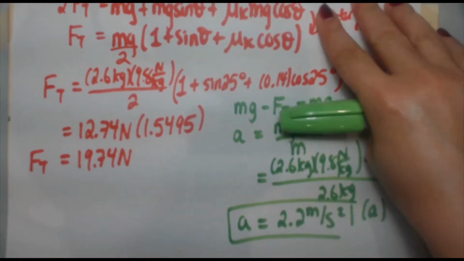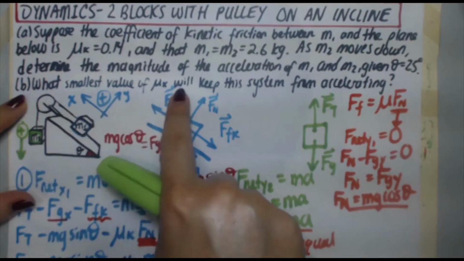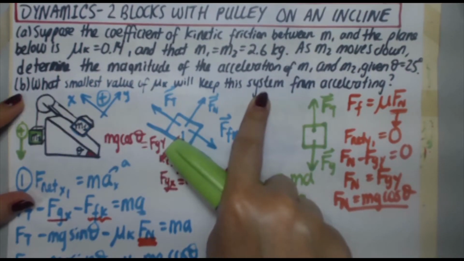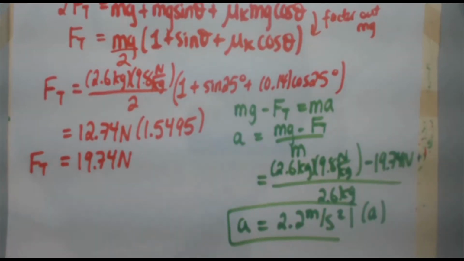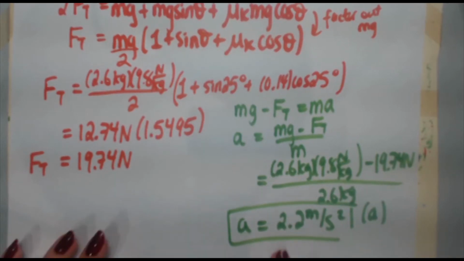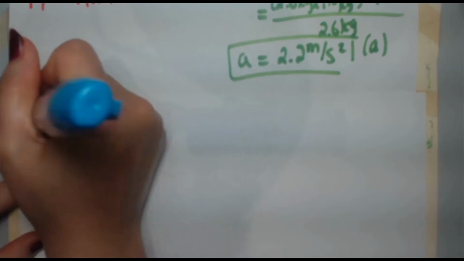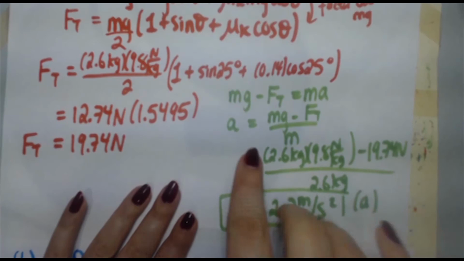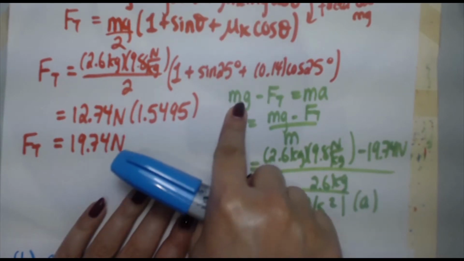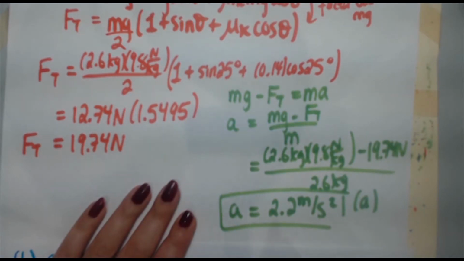Okay, so that's done. Now let's take a quick peek again at part B. What smallest value of mu k will keep the system from accelerating? To keep the system from accelerating, that implies something very straightforward. Acceleration is equal to 0. So for part B, we know that a is going to be 0, but we're going to go ahead and use this equation we had before because the free body diagrams still hold true. Therefore, this expression also still holds true, except in this case, we're going to set the a equal to 0.